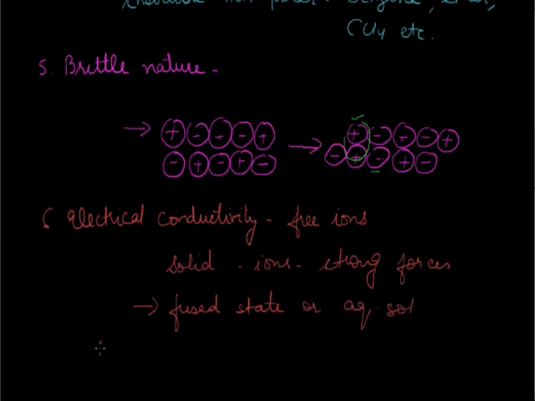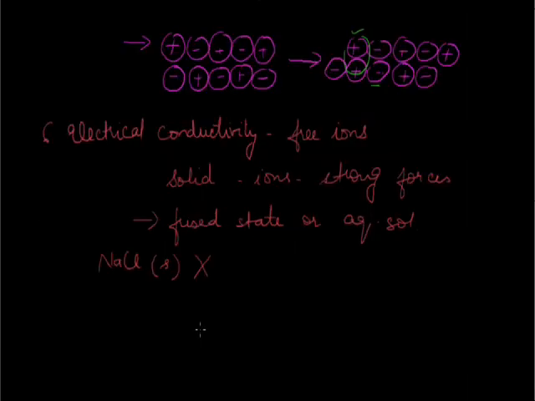Right? So NaCl, sodium chloride, if we are taking it in the solid state, it is not a conductor of electricity. But the same compound, when either taken in its molten state or taken in the form of its solution, will become a conductor of electricity, because in these two states, in these two forms of the compound, the ions will be free to move. So these are the different properties of ionic compounds.